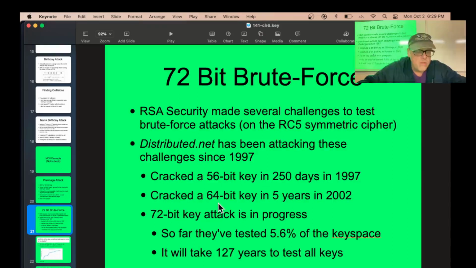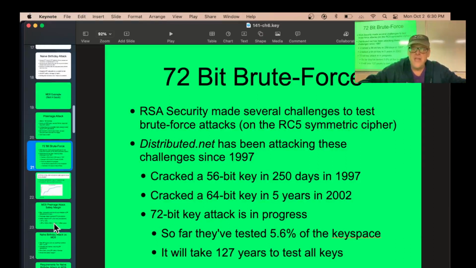They cracked a 64-bit key in 5 years. A 72-bit brute force attack is still in progress. It's been going on for years, and it's expected to take more than 100 years to crack a 72-bit key by brute force. Now, it's not going to take 100 years, because that would be 100 years at the starting rate, and computers keep getting faster. But it's still going to be a long time. And so that's nowhere near 128.